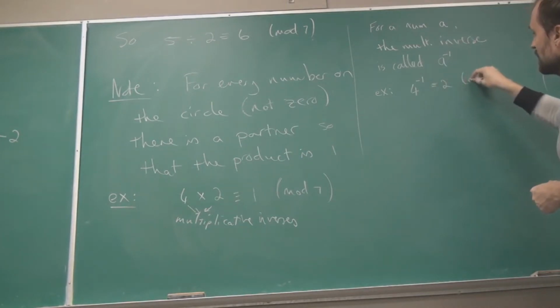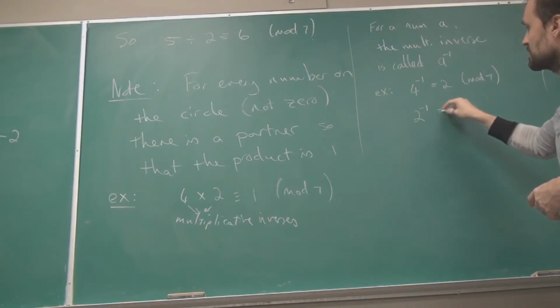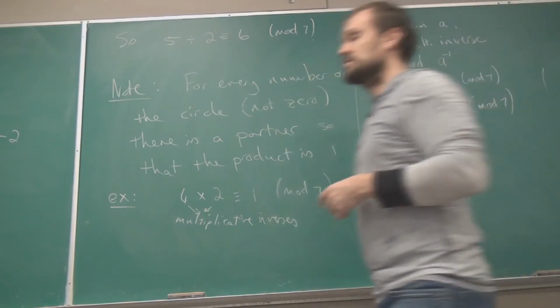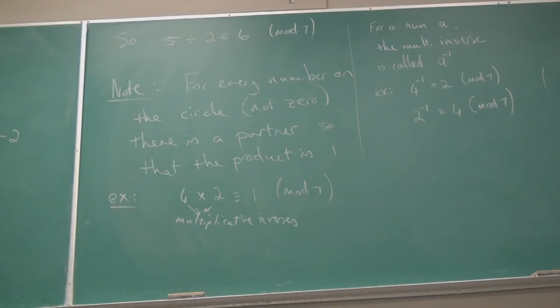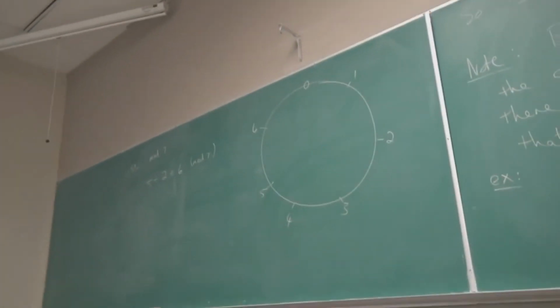is 2 mod 7. I have to then say what I am working with, because a different size circle and the answer would be different. I can also say the multiplicative inverse of 2 is 4 mod 7. And so every other number, not 0, will have this friend, this multiplicative inverse. What is the point here? Well, let's go back here and fill in my answer, which was 6, on my mod 7 circle using the 5 divided by 2 example.